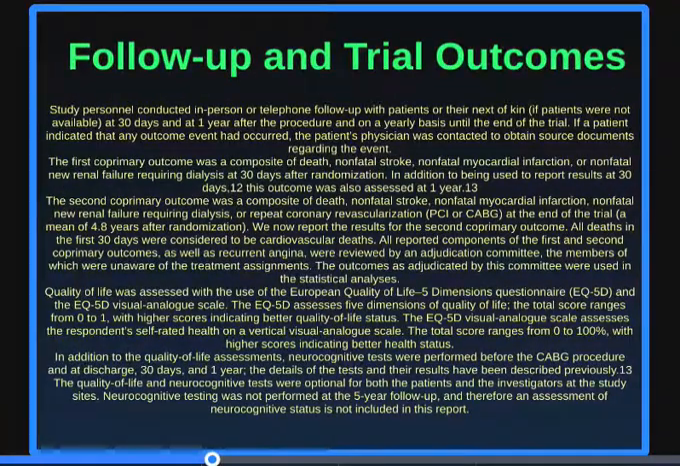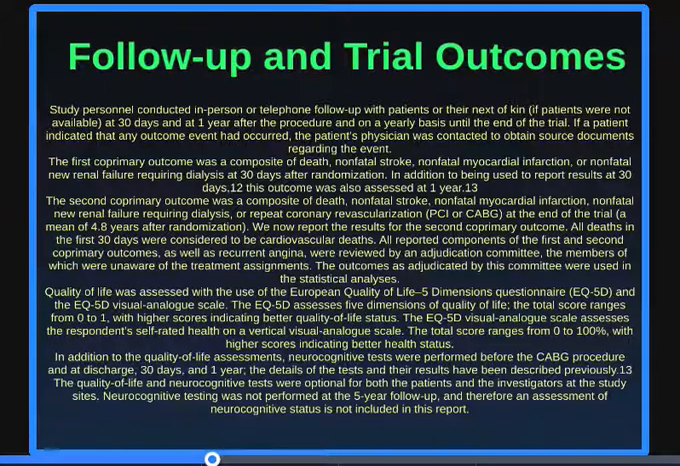Follow-up and trial outcomes. Study personnel conducted in-person or telephone follow-up with patients or their next of kin at 30 days and 1 year after the procedure, and on a yearly basis until the end of the trial. If a patient indicated that any outcome event had occurred, the patient's physician was contacted to obtain source documents regarding the event. The first co-primary outcome was a composite of death, non-fatal stroke, non-fatal myocardial infarction, or non-fatal new renal failure requiring dialysis at 30 days after randomization.